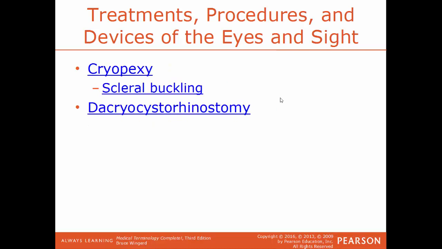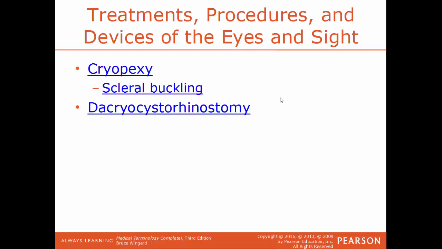Cryopexy. This is a procedure that's used to reattach a retina or to prevent the retina from becoming detached. You use very intense cold to help fix tears within the retina. And it's somewhat related to the next term here, scleral buckling. This is another procedure that's used to reattach a retina.